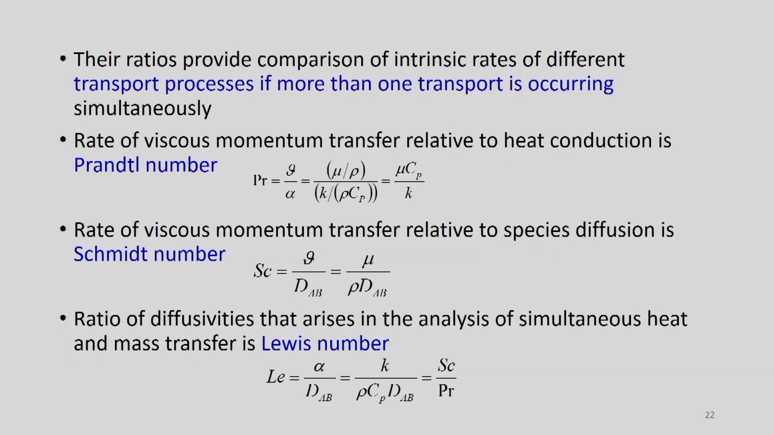Similarly, if you take the rate of viscous momentum transfer relative to species diffusivity, that is nu by dAb, or mu by rho dAb, that is nothing but the Schmidt number. Here also, if the Schmidt number is very large, of the order of 10 power 5 or 10 power 6, we can say that diffusion is very small and the viscous part is going to have a dominating role. Likewise, the ratio of diffusivities that arises in the analysis of simultaneous heat and mass transfer is known as the Lewis number, that is alpha by dAb. It can also be written as the Schmidt number by the Prandtl number. So, this is the advantage of writing the analogies.